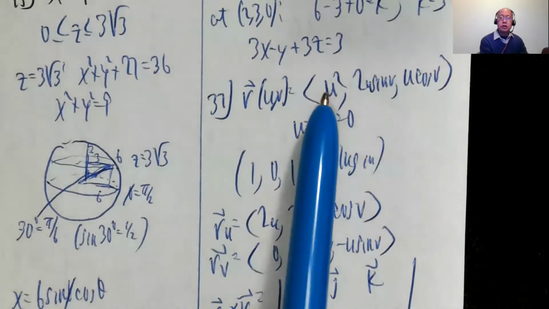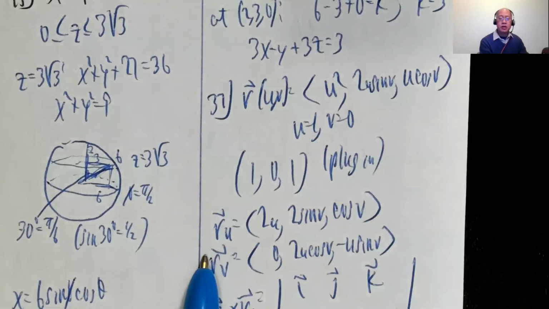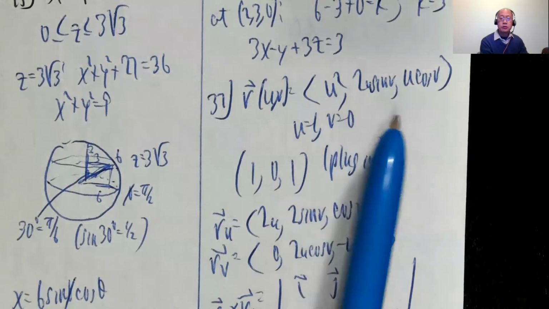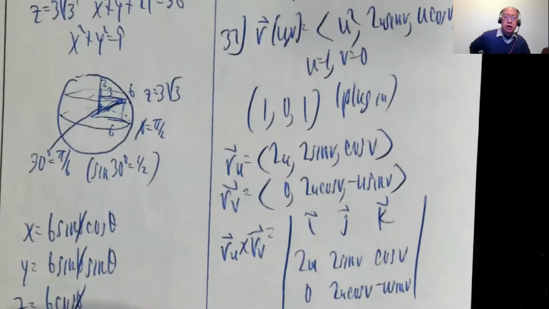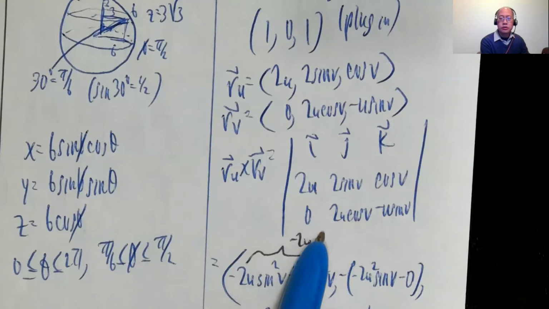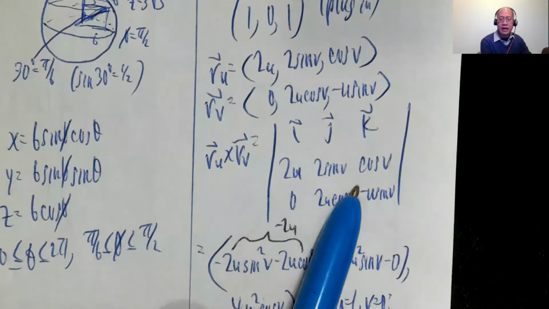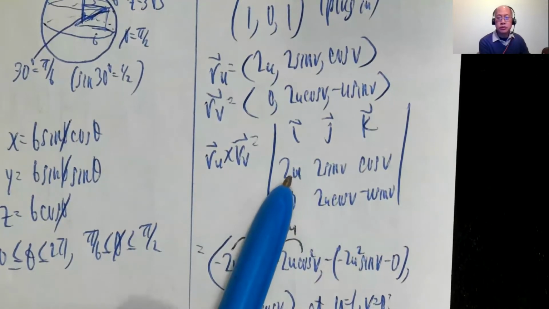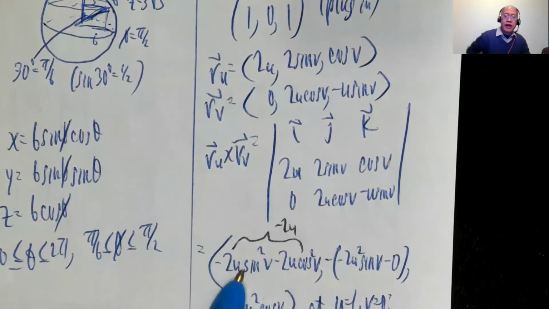Okay, r sub u, differentiate with respect to u: 2u, 2 sine v, cosine v. r sub v, differentiate with respect to v: nothing, 2u cosine v, negative u sine v. Cross product. So i j k, 2u, 2 sine v, cosine v, 0, 2u cosine v, negative u sine v. So the i component is that minus that. So that's negative 2u sine squared minus 2u cosine squared. If you factor out the negative 2u, you get sine squared plus cosine squared, which is 1. So it's just negative 2u.